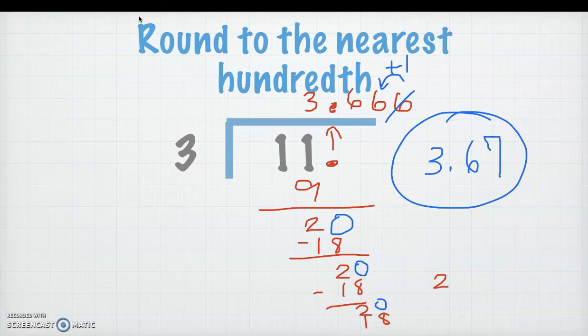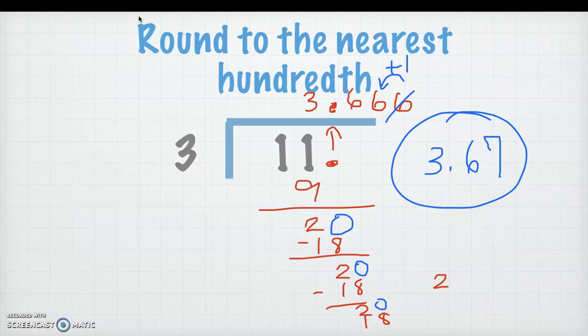So the first thing is read the instructions. If they're telling you to round to the nearest tenths, you're going to divide all the way to the nearest hundredths. If they tell you to round to the nearest hundredths, you're going to divide all the way to the thousandths place because you have to divide one more than what they are telling you to. So the first step is always read the instructions.